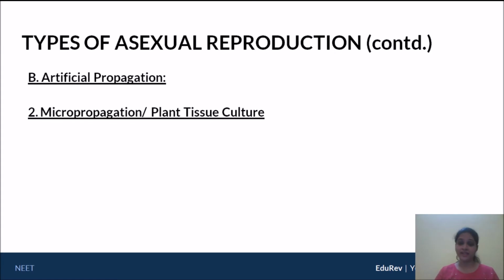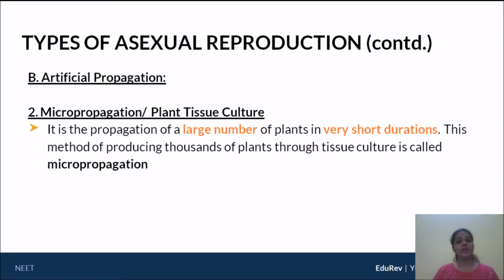Now, how is this really done? Let's go to the definition first. It is the propagation of a large number of plants during a very short period. If I try to cultivate a plant, it's going to take me a lot of time because of the growing season. But with micropropagation, I'm able to have extensive cultivation very quickly. So, a large number of plants in a short duration. This method of producing thousands of plants using tissue culture is called micropropagation.